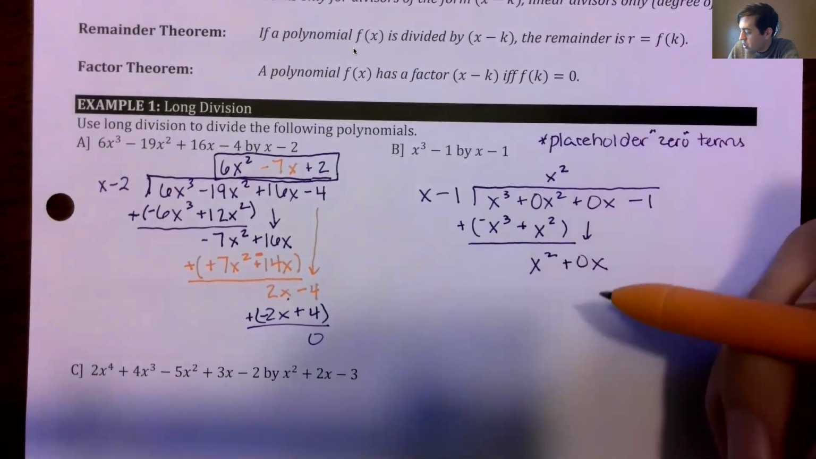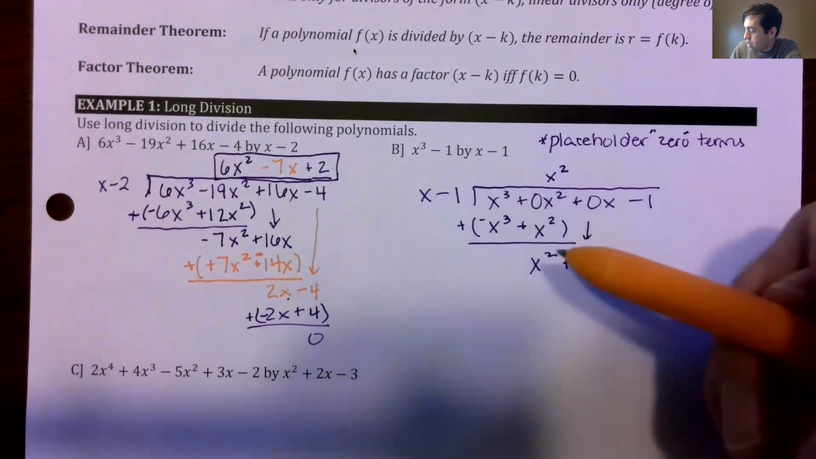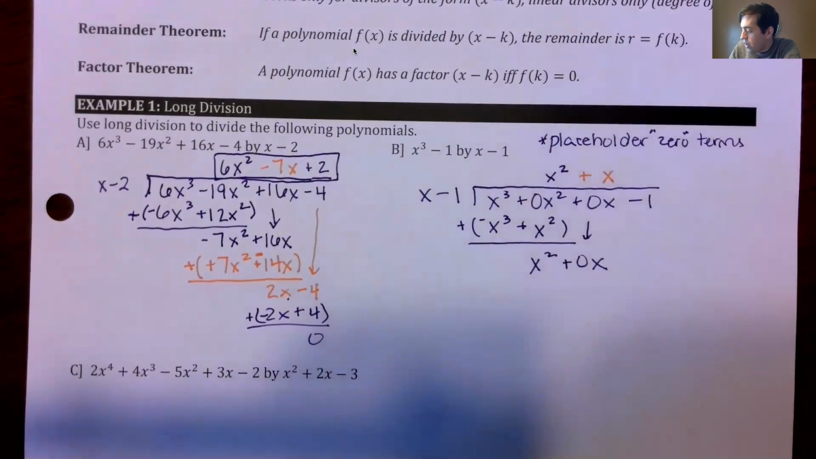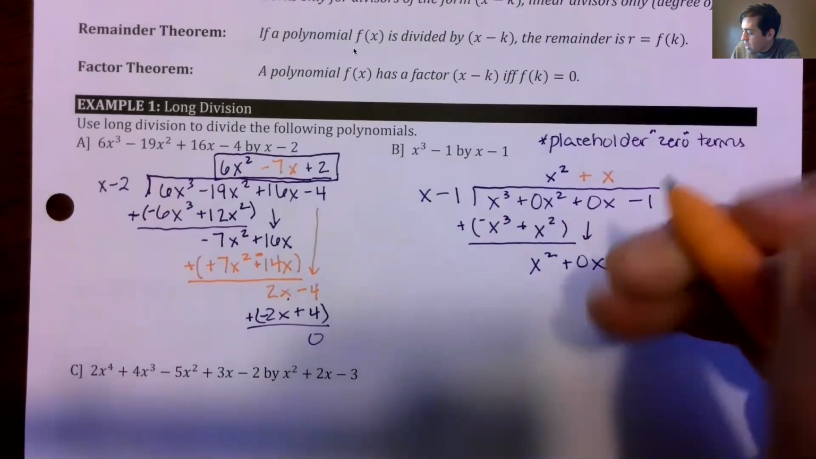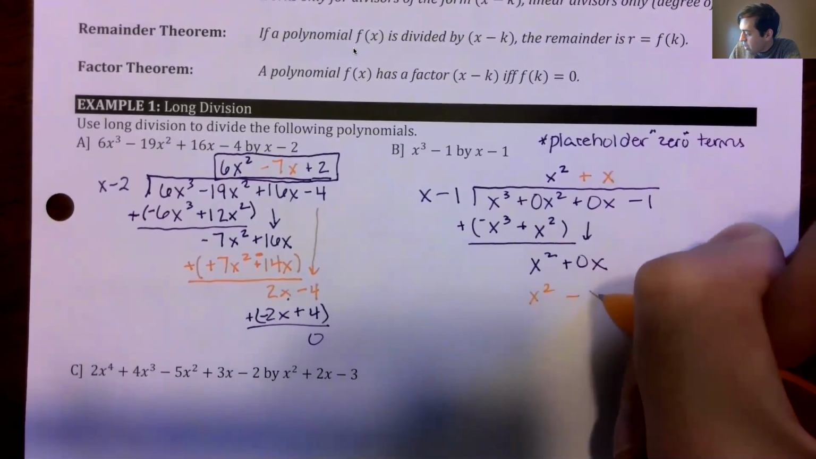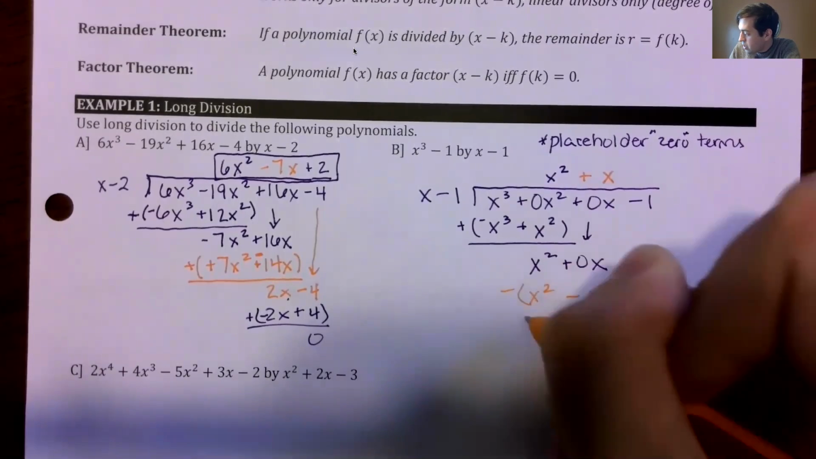I'm going to switch colors here and start the process over. What times x gives us x squared? That would be 1x. X times x is x squared. X times negative 1 is negative x. We subtract.